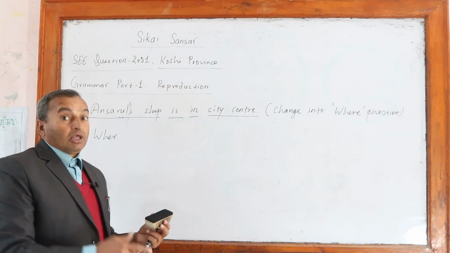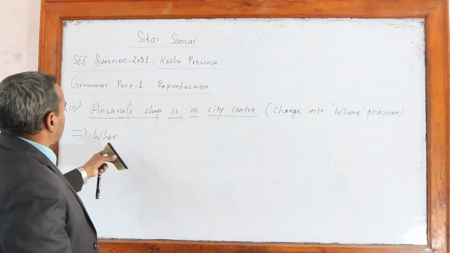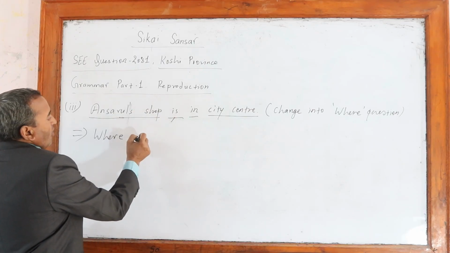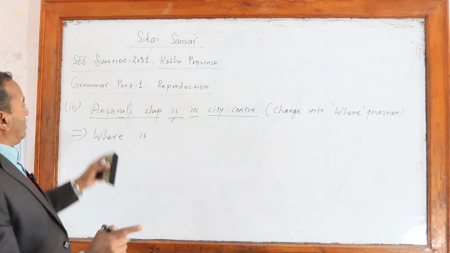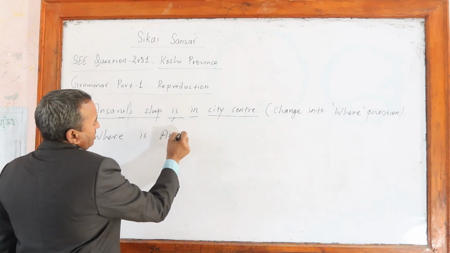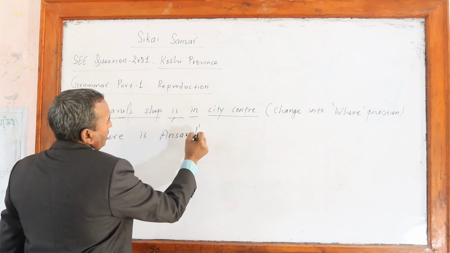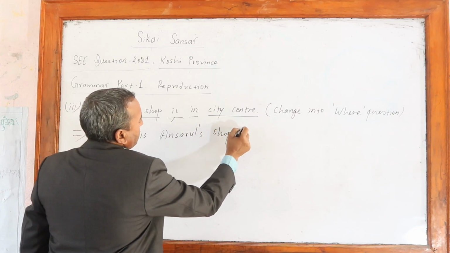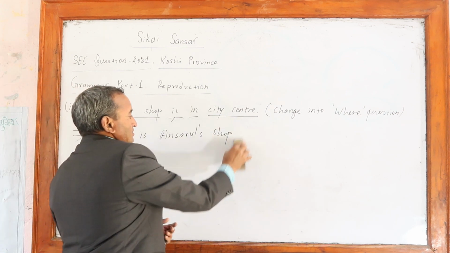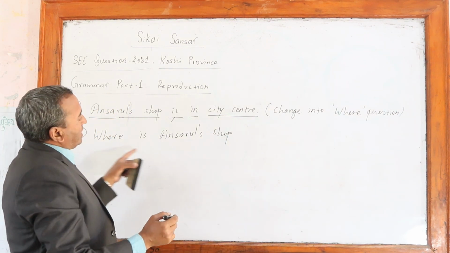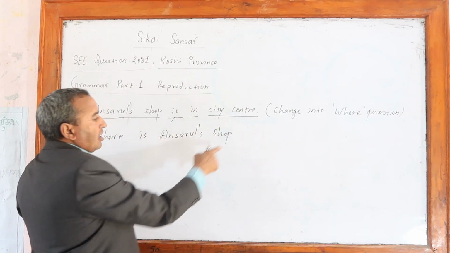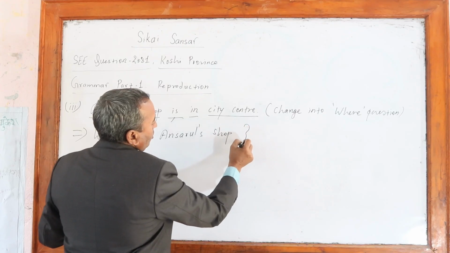So what we have to do, we need the auxiliary verb here. So let's write where is, and then what is the subject? Ansarul's shop. Where is Ansarul's shop? Look here. Now we are changing into a question, so there was the full stop, and we have to supply the question mark.